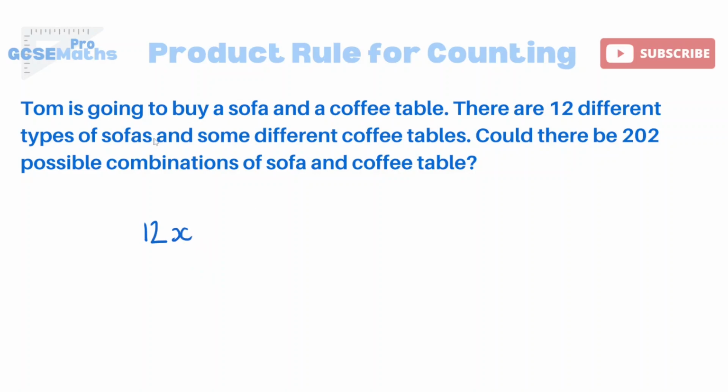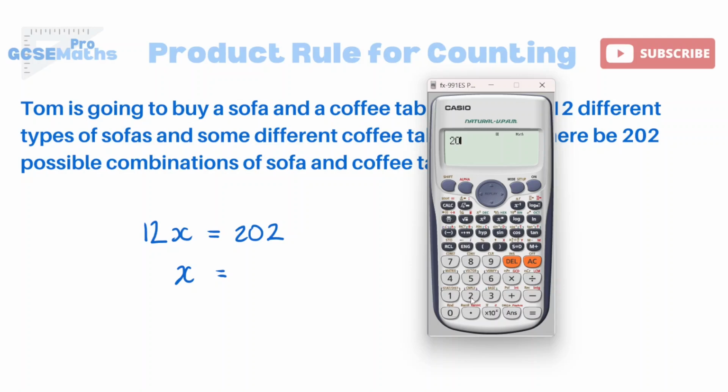because the sofa category and the coffee table category don't really influence each other, I can choose whichever sofa and whichever coffee table. I just multiply both of them straight away. Because I don't know how many coffee tables there are, I'm going to use the letter X. So, they've said, could there be 202 possible combinations? So I'm going to write it as if it does equal 202, and then solve this equation. So I would obviously have to divide both sides of that equation by 12. So 202 divided by 12, and we see what it gives us, should be the number of coffee tables.